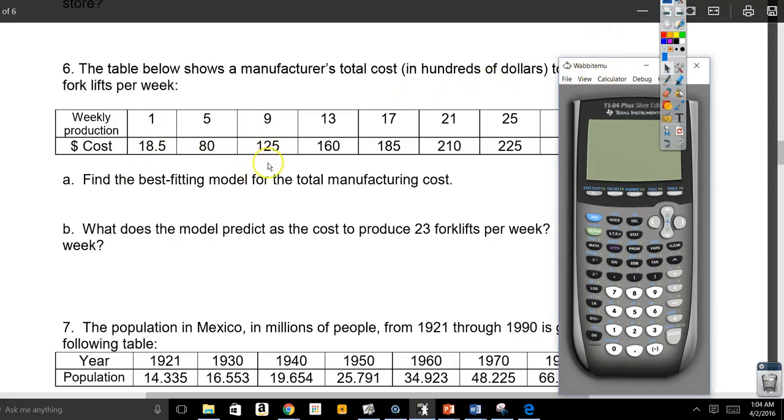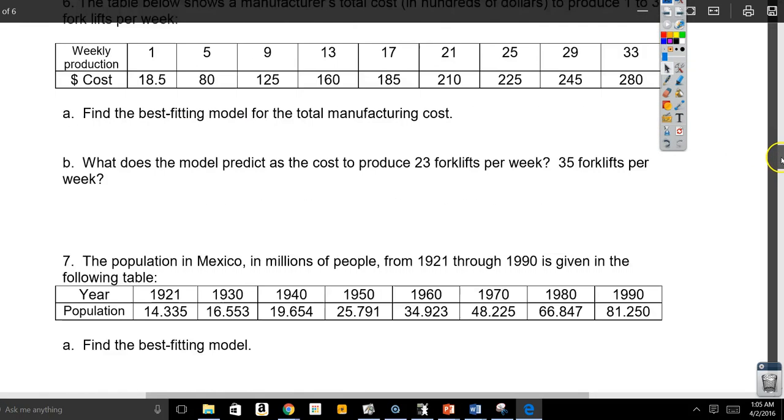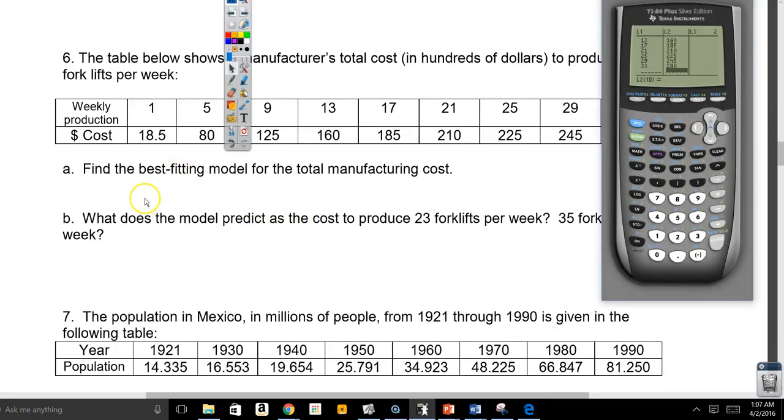Alright, this is lesson 2.5, part 4. I'm going to pause the video and put my data into the calculator. It says find the best fitting model for the total manufacturing cost. You can look at the data or you can look at the picture.